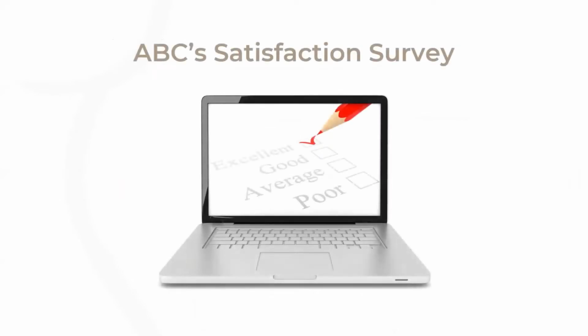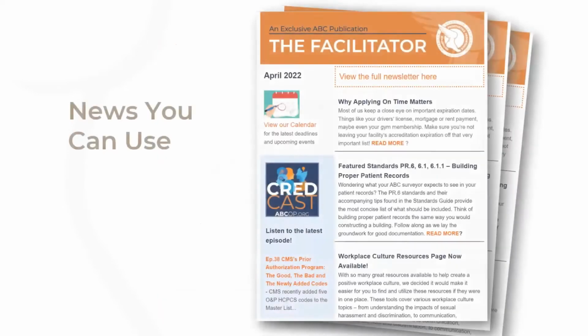ABC Satisfaction Survey. ABC practices what we preach. We are always looking for ways to improve our services, and after your survey, we will ask you to complete an online ABC satisfaction survey. We'll send it to you with an email, since we have your contact information that way. Just as your business, we want to continue to improve our accreditation process. We want to make sure that ABC is doing better and better every year. Take the ABC email satisfaction survey to help us serve you better.